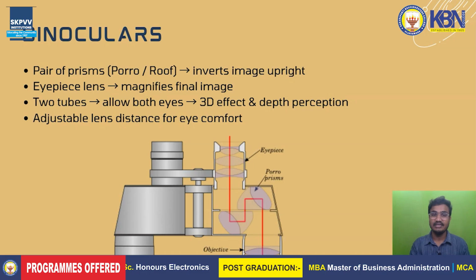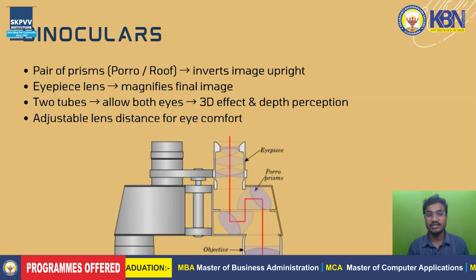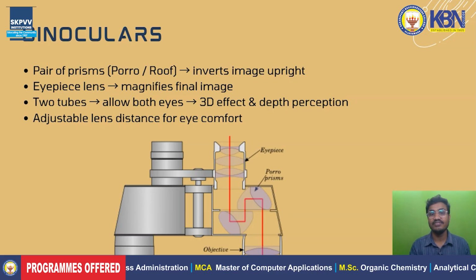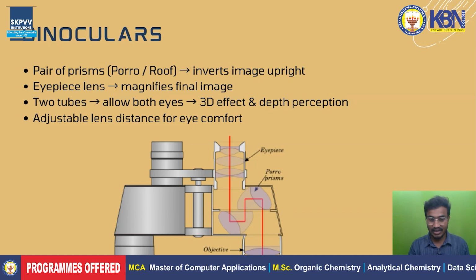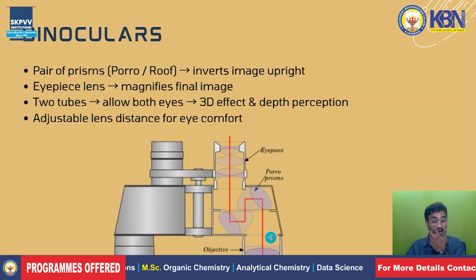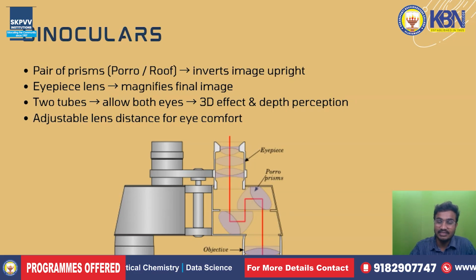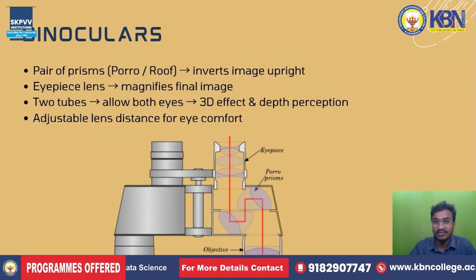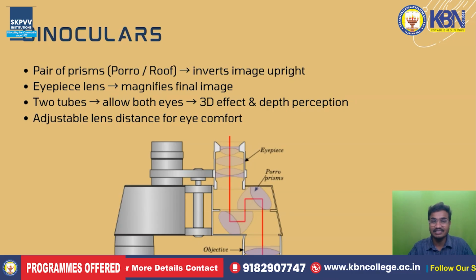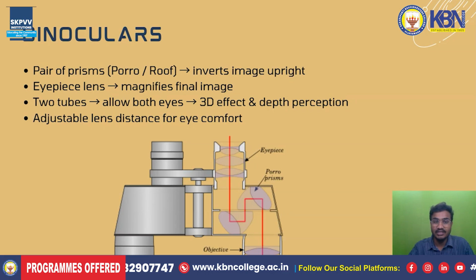Actually, the terrestrial telescope we have seen will have an inverted image, and it will be inverted back by this pair of prisms. Then the eyepiece lenses will magnify the final image, and it will have two tubes, which allow the light to pass into both the tubes, and it will give a 3D effect with a lot of depth. The images will have so much depth, as if we are seeing something so real and so near to us. These will be adjustable lenses. They will have a screw on this one as well.